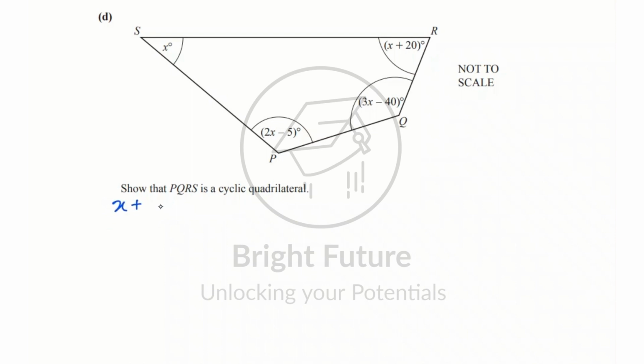x plus 2x minus 5 plus 3x minus 40 plus x plus 20 is equal to 360.